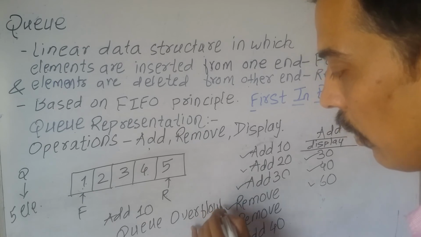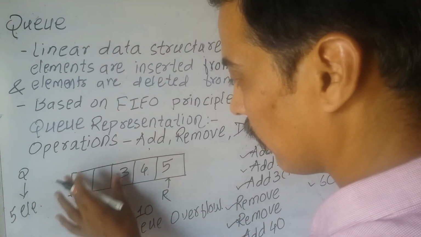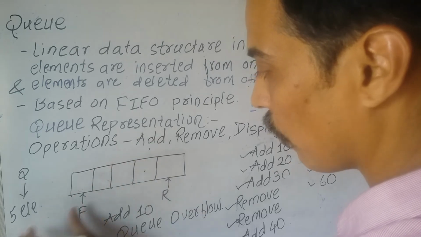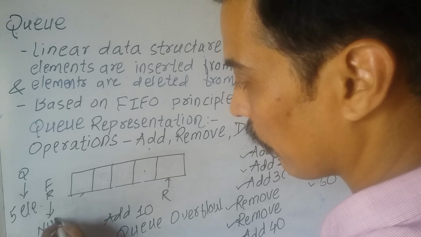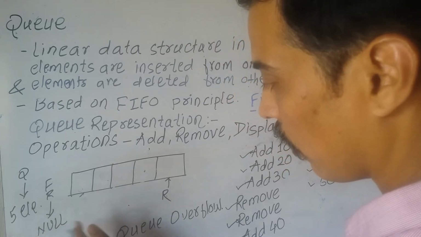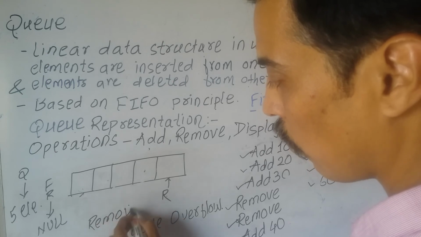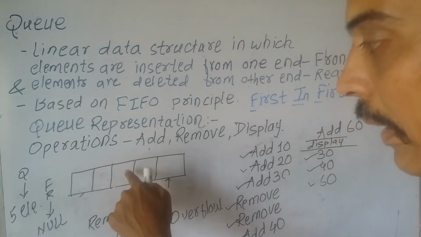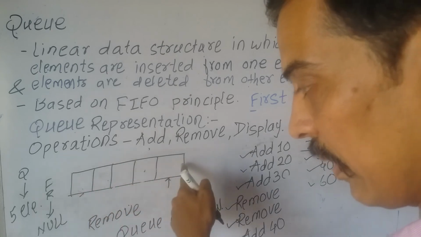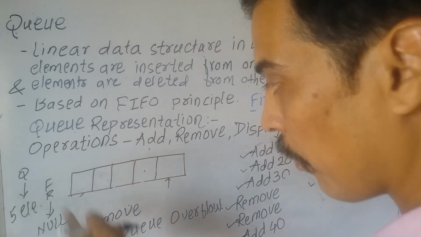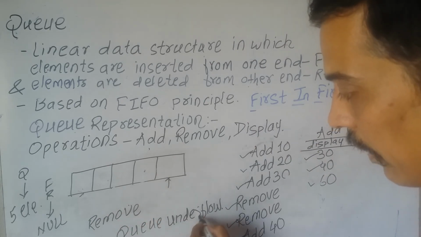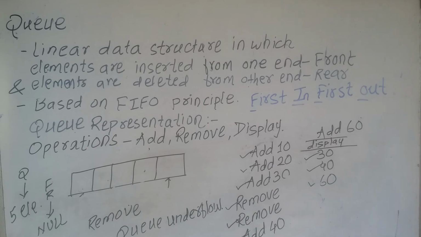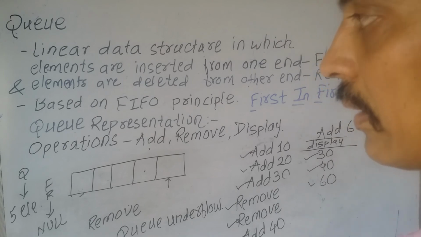like a stack overflow. And if nothing is present, just I have created the queue for 5 elements, the front and rear are pointing to the null, and now I want to perform the remove operation on the empty queue. There are no elements present in the queue, but still I am performing the remove operation on the queue. It is called as queue underflow condition. So similar to the stack overflow and stack underflow, again, the two conditions are present.